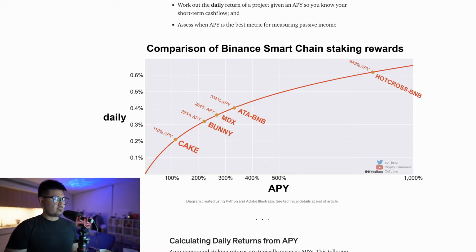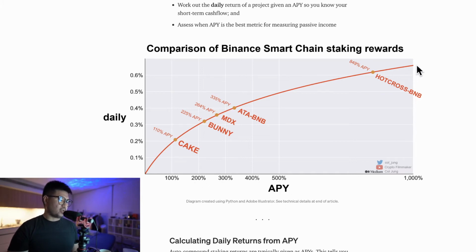All right, so throughout this video, I'm going to be referring to a Medium blog article that I published on high APY staking on the Binance Smart Chain. Right, I'll link that in the descriptions down below. And inside the article, I'm going to be starting off with this diagram here that plots the relationship between the daily returns of a staking asset and its compounded annual returns, right? It's compounded annualized returns, the APY.